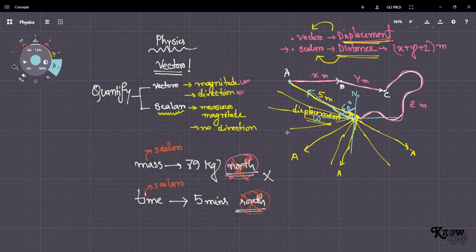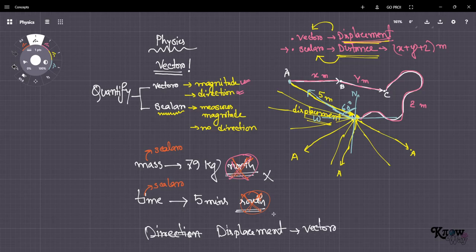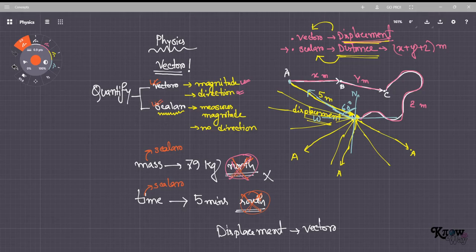And for displacement, as we already discussed, it will be a vector quantity because we need a direction here. So the clear concept that we all need to know is, if we need a direction, it will always be a vector quantity, and if we don't need a direction, it will always be a scalar quantity.